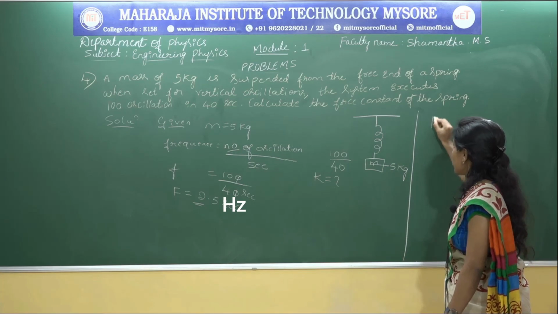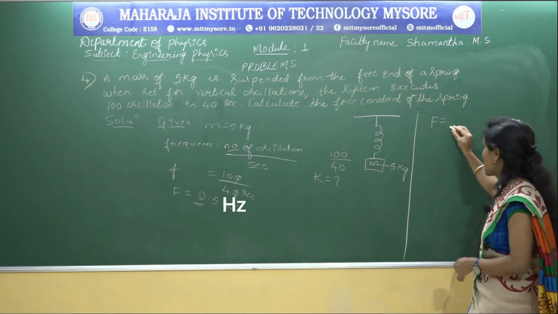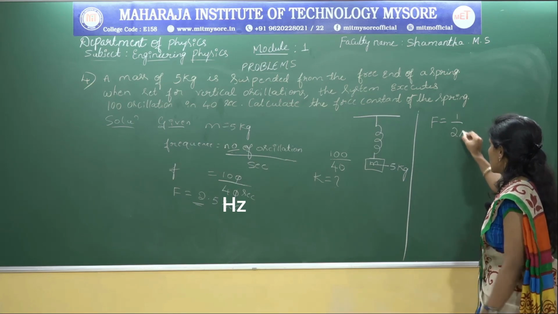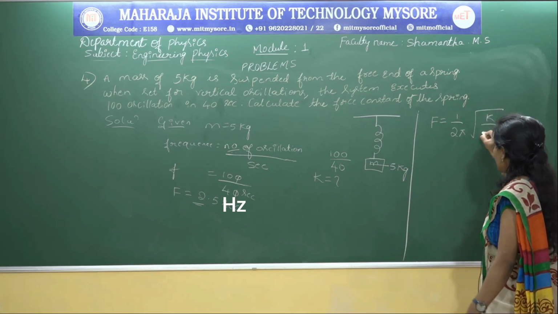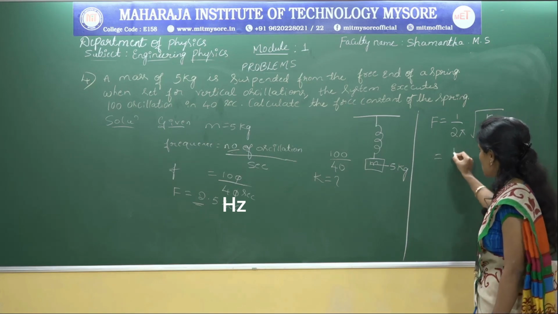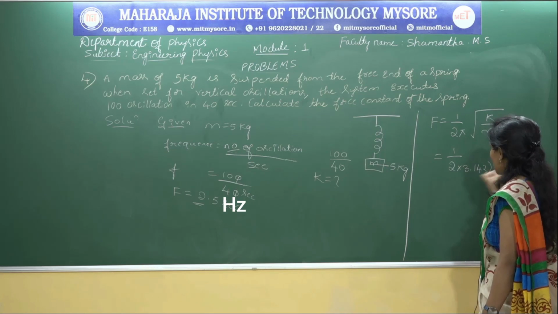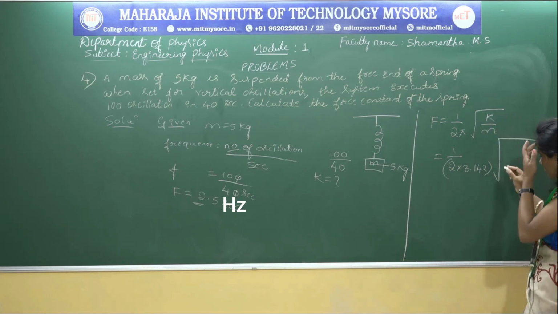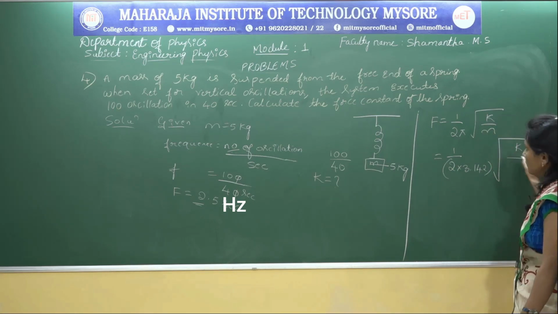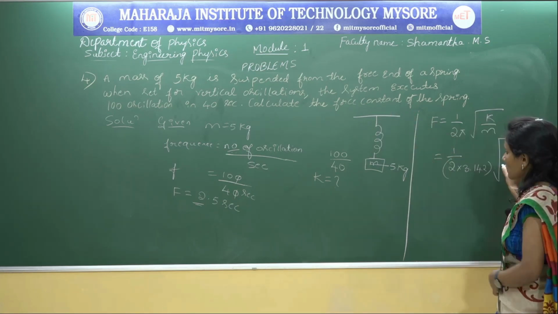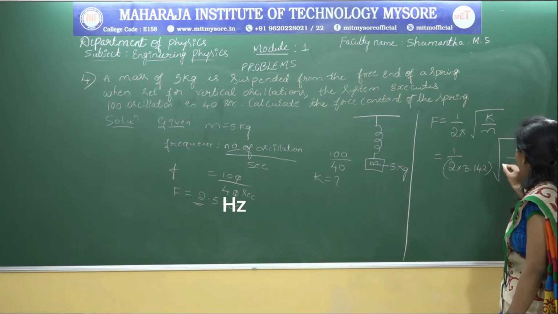So, what is the frequency and spring constant formula? That is f is equal to 1 by 2 pi root of k by m. Okay. So, now substitute: 2.5 is equal to 1 by 2 into 3.142 into root of k by m. The k value we do not know, we have to calculate the force constant of the spring. What is the m value? 5 kg.